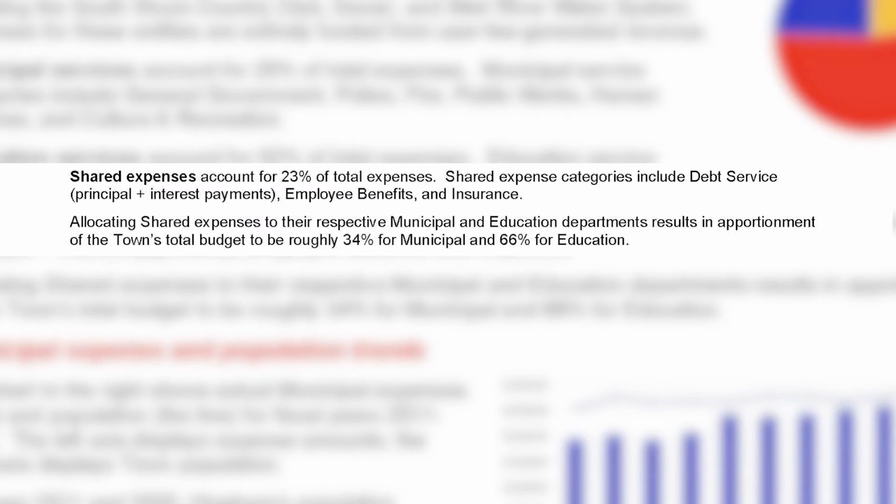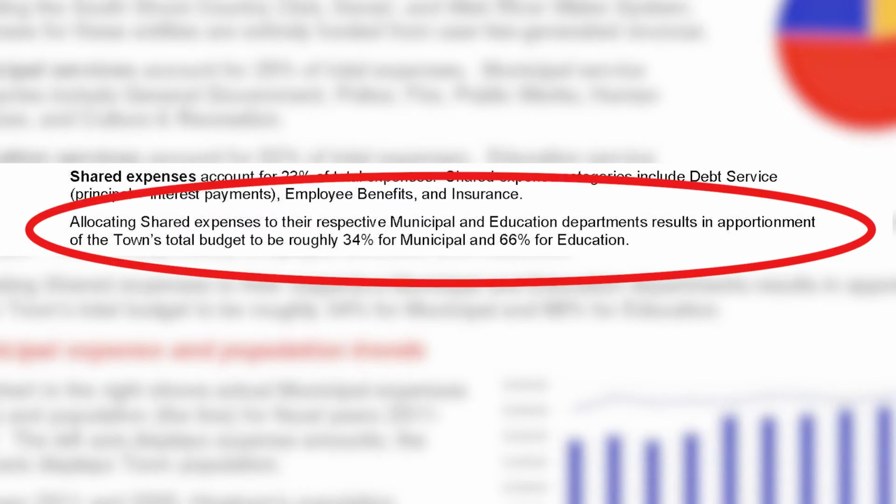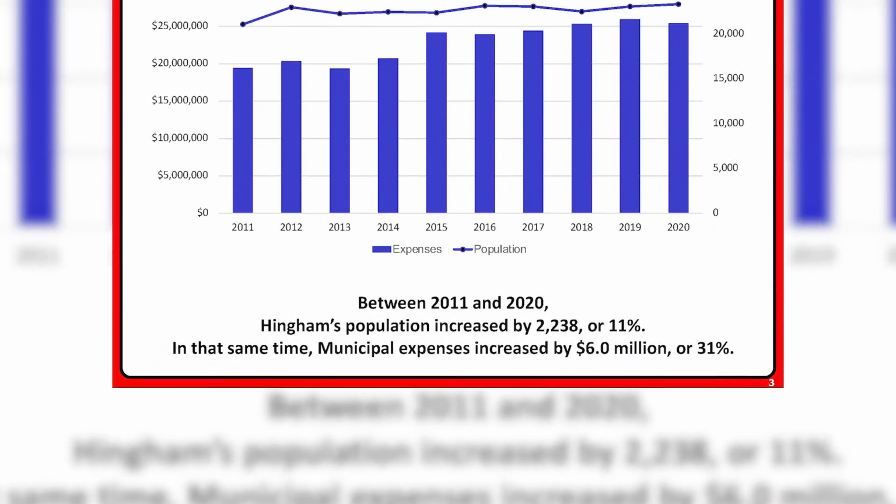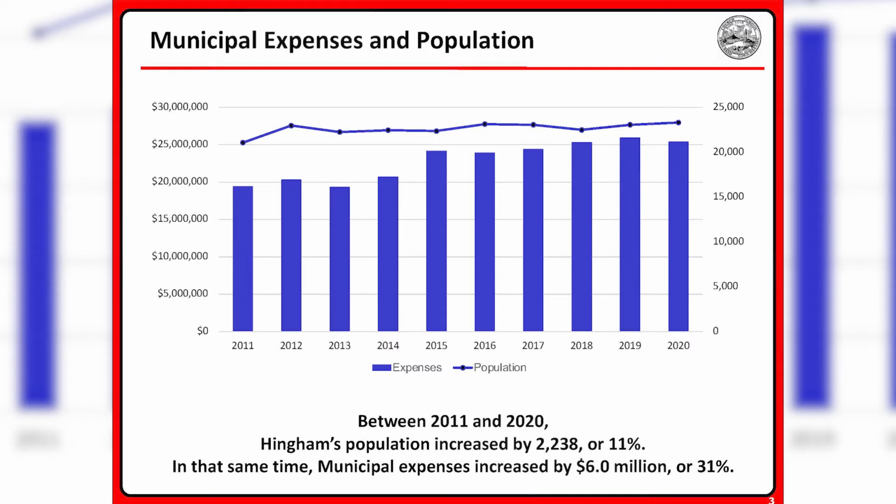Allocating shared expenses to their respective municipal and education departments results in an apportionment of the town's total budget to be roughly 34% for municipal and 66% for education. Now let's take a closer look at each of these categories.